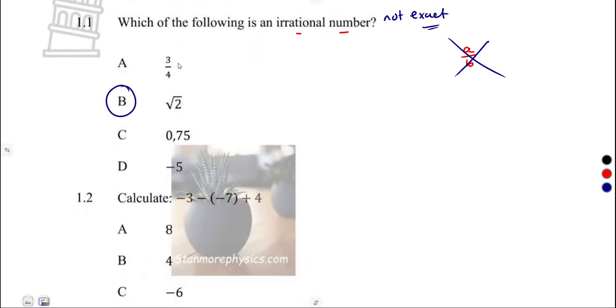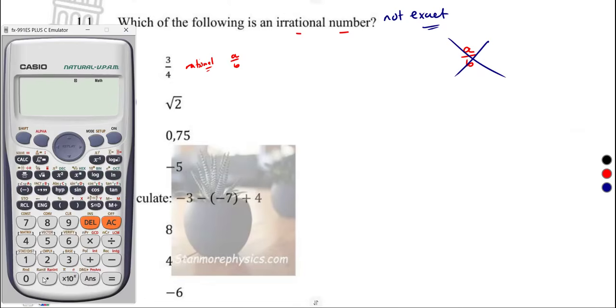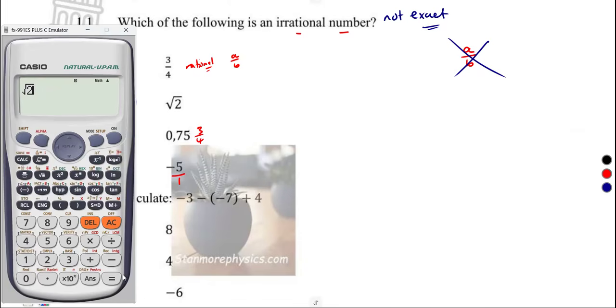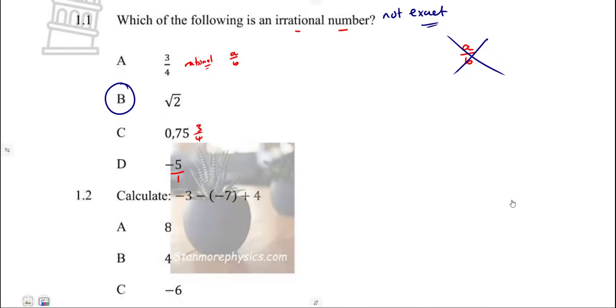3 over 4 is already in the form of A over B, so we have a rational number in this case. 0.75 can also be written in that manner. 0.75 is equal to 3 over 4. Minus 5 is the same as negative 5 over 1, which can be written in the form of A over B. So the only one that is not exact is the square root of 2. If you look at this one, guys, it's an endless decimal. So that is an irrational number.